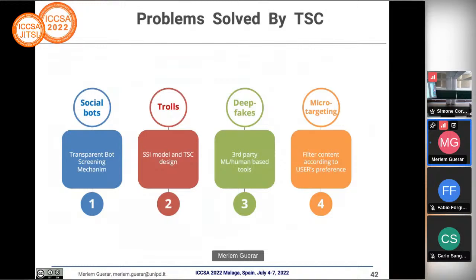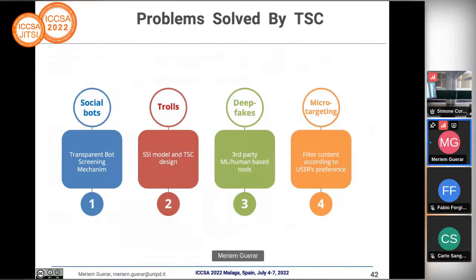So thanks to the SSI model and TSC design, all the users' social media accounts accessed through the platform will be automatically linked to the user's real identity information shared through their SSI mobile wallet. Since the users cannot have multiple real identities, they can't create multiple accounts on TSC. TSC also addresses the deepfake issue by integrating third-party content verification tools, and finally addresses the micro-targeting issue by returning back the control to the users on what they see using filters.